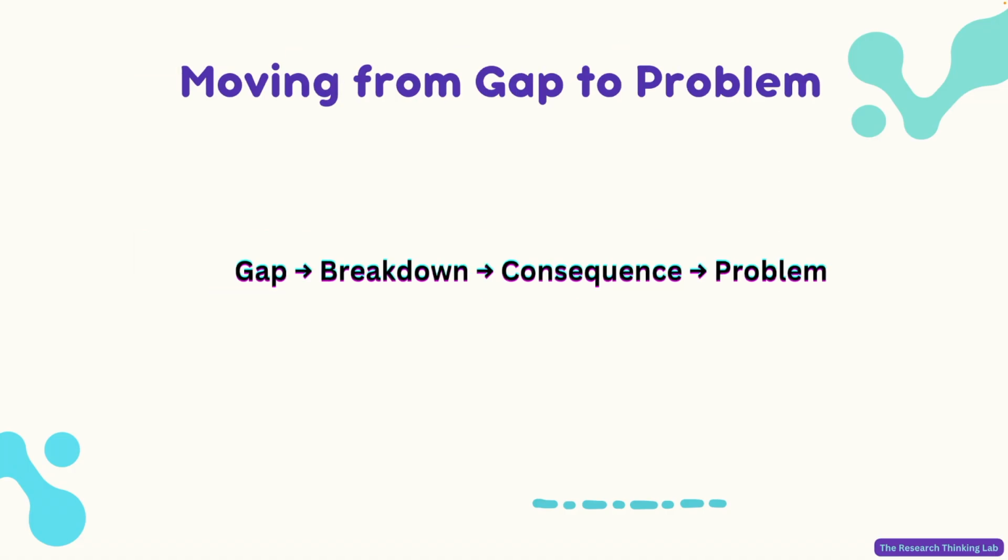A useful way to move forward is to ask, what breaks down because this gap exists? Who or what is affected? What do we misunderstand if this remains unexplored?